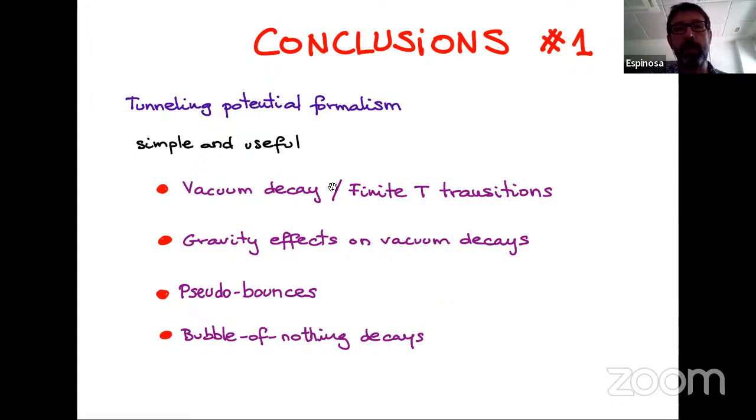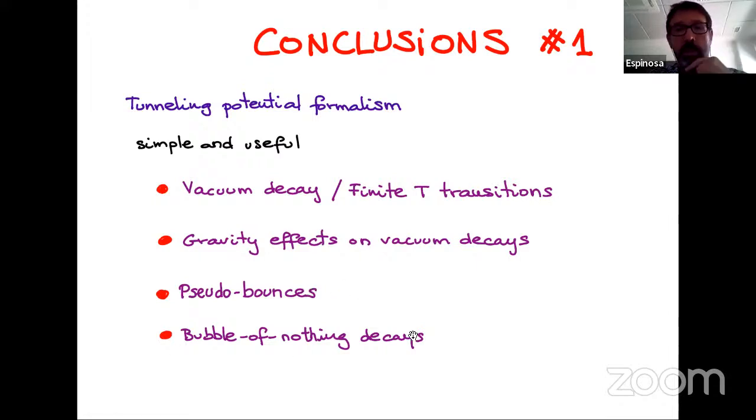First, to describe vacuum decay, which you can also do for finite temperature transitions. Then it's particularly useful for describing gravitational effects in vacuum decays. And then, beyond the usual Coleman-de Luccia, I discussed these pseudo-bounces, which are alternative decay modes that might be relevant in some cases, and then bubble of nothing decays.